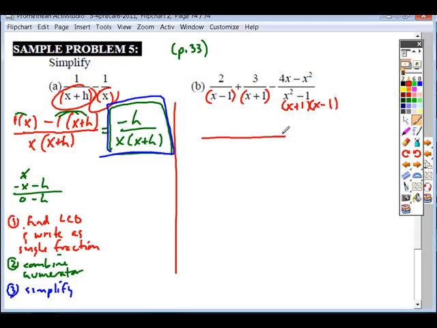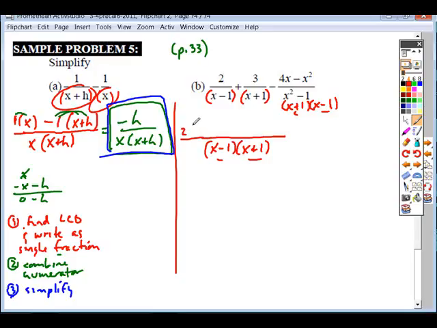So here when we find our LCD, we need to have a factor of x minus 1, a factor of x plus 1. We already have this factor. We already have this factor. And so that's all you have to do. That is your LCD. It's just those two factors. And don't repeat them unless there's multiple or repeated factors in one denominator. So now we can rewrite this as a single fraction.